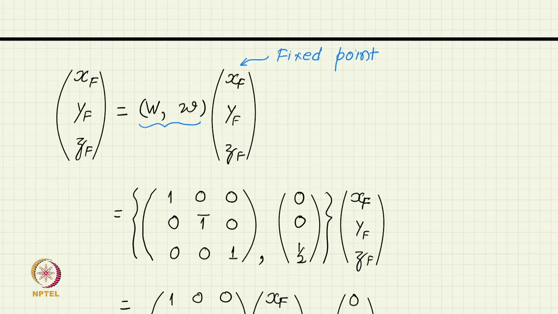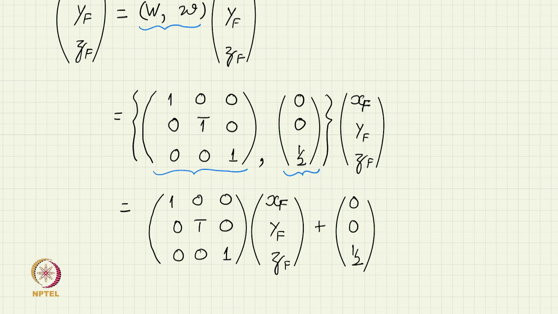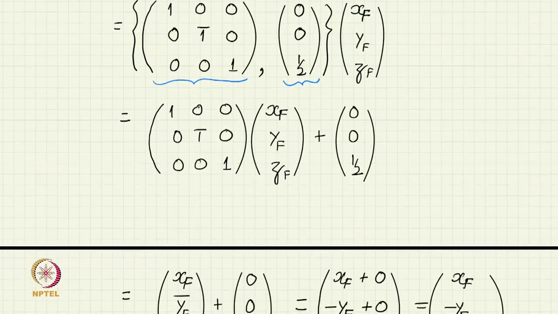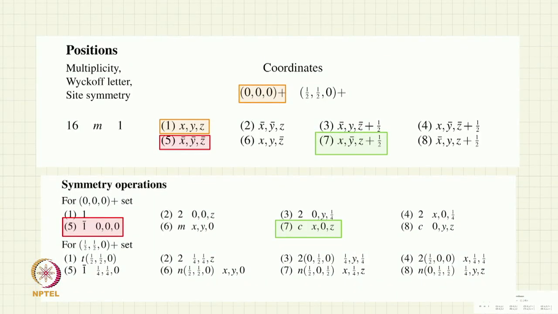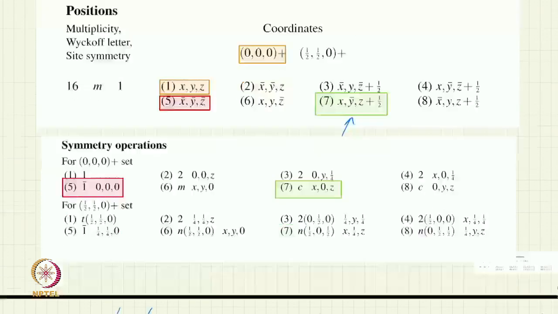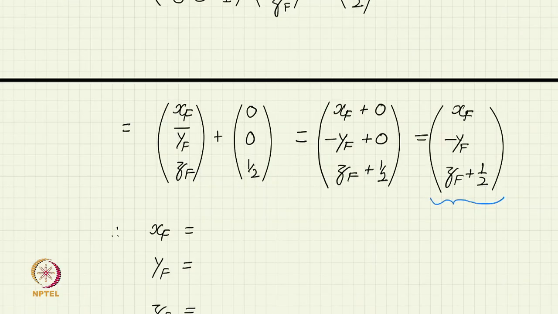We know the linear part, capital W, and the translation part or the column part, small w. We replace it and multiply this Seitz operator with x_f, y_f, z_f. The linear part gets multiplied by the column x_f, y_f, z_f, and then you add the translation part 0 0 half; that is the way we handle the Seitz operator. When you complete this calculation, you get x_f, minus y_f and z_f plus half, which is not a surprise actually. If you go back and look at your mapping, that itself was telling you that the mapping is from x y z to x, y bar, z plus half. So in this case we started with x_f, y_f, z_f and got x_f, minus y_f and z_f plus half.